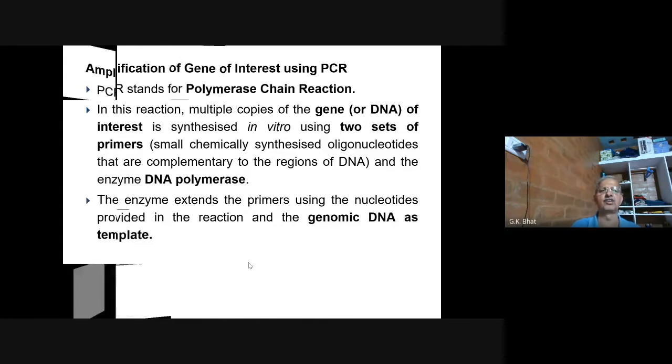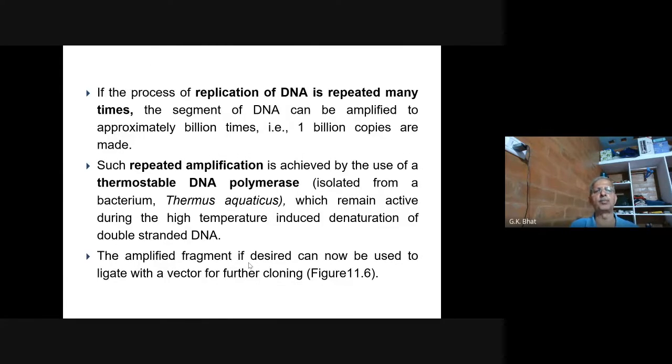Now, let us see this. If the process of replication of DNA is repeated many times, the gene of interest gets repeated and you get multiple copies. The segment of DNA can be amplified approximately a billion times. That is, 1 billion copies are made within no time. By this PCR, it is multiplied a billion times.